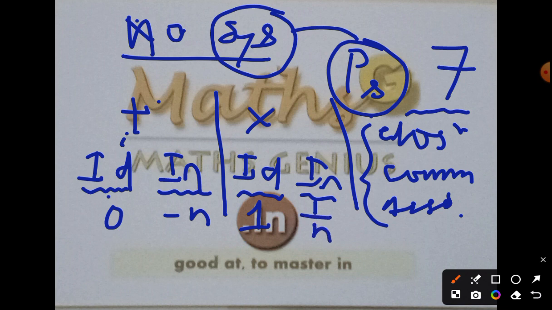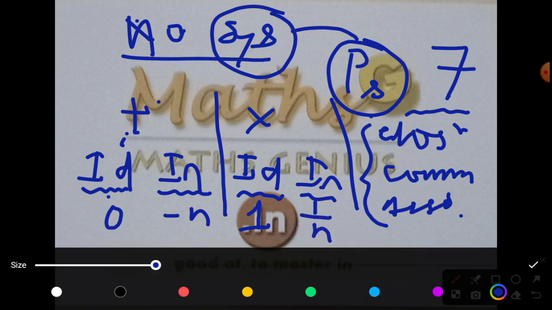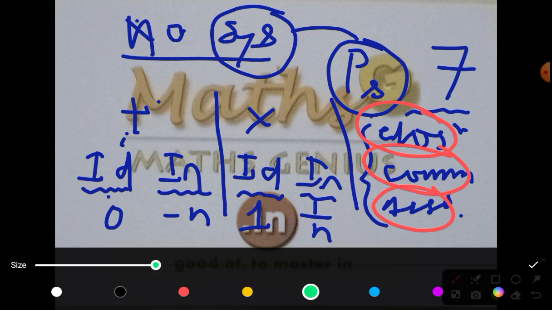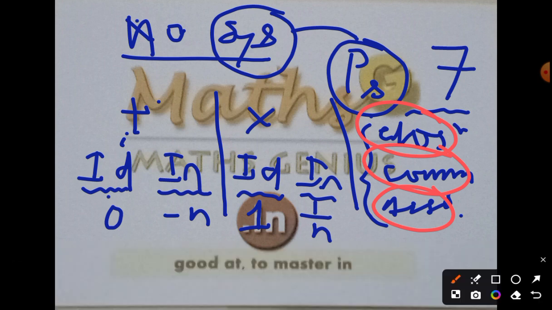Now let's focus on 3 particular things. One is closure, the second is commutative, and third is associative. Let me first tell you that closure is talking about one particular number, commutative is talking about 2 numbers, and associative property is based on 3 numbers. Am I correct? Yes, sir. Here it may be a little confusing.